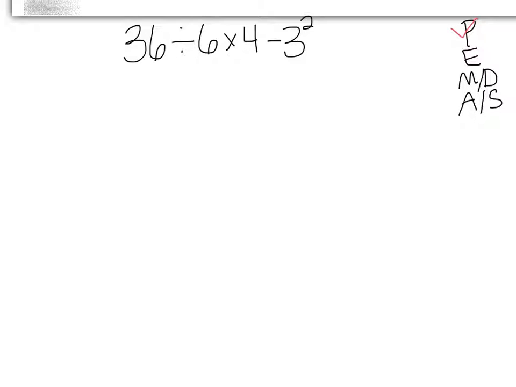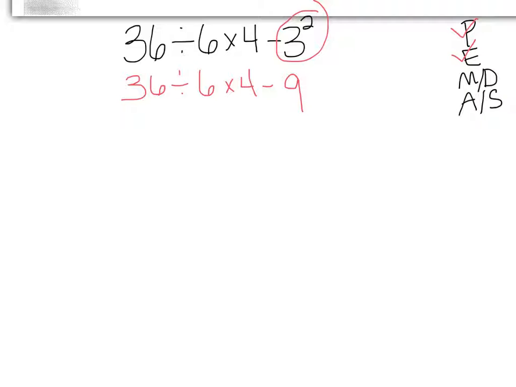The next thing we're going to do is look for exponents. Hopefully you see right away that we do have an exponent, which is 3 to the second power. 3 to the second power means 3 times 3, which is 9. I'm going to evaluate only that part and bring everything else down. Okay? Now I have no further exponents. I have completed that step.